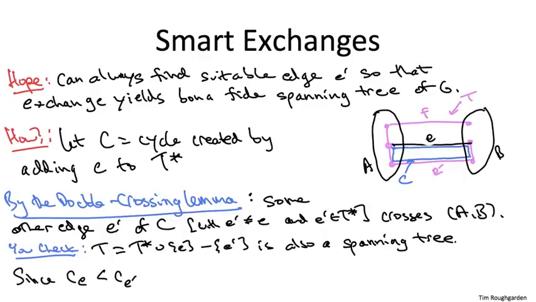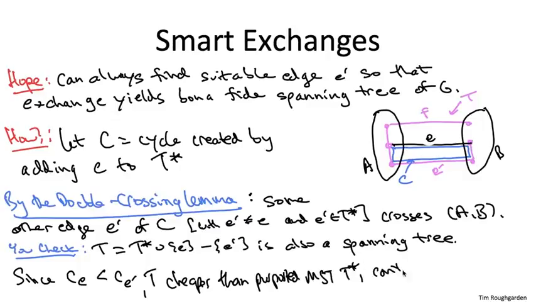And once you're so convinced, you will also realize that we've finished the proof. We've executed our proof by contradiction. Since E was the cheapest edge crossing the cut, and E prime is another edge crossing the cut, E's got to be cheaper. Since T differs from T star only in the swap of these two edges, its aggregate cost has gone down, and that contradicts the purported optimality of T star, completing the proof of the cut property.